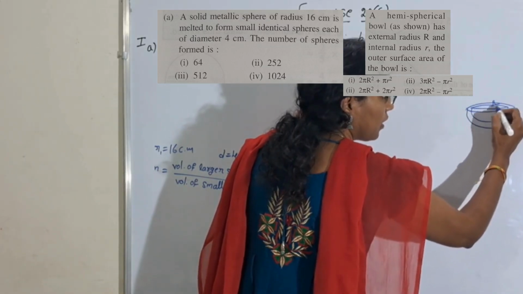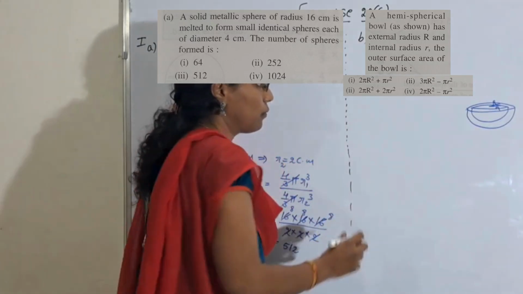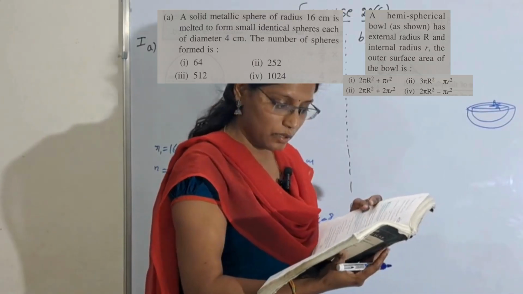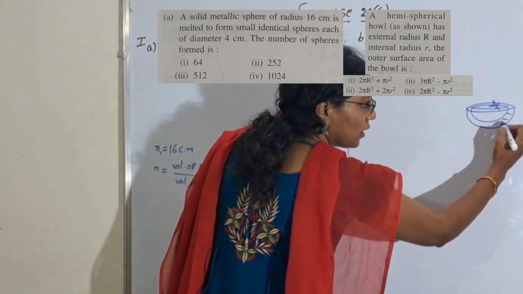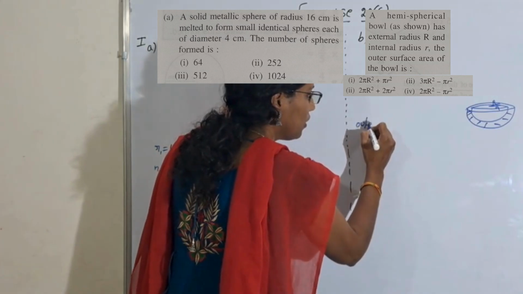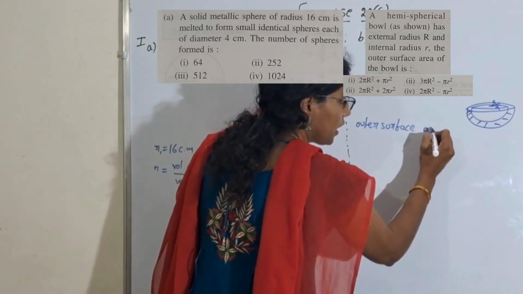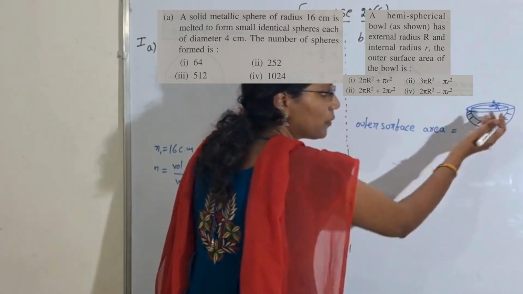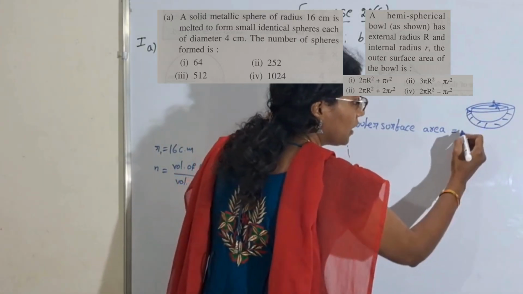This is capital R and this is small r. We have to take what they are asking: the outer surface area of the bowl. Outer surface area is equal to... bowl means hemisphere. Outer surface area of the bowl means hemisphere.